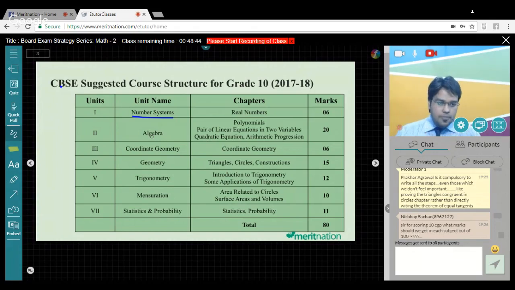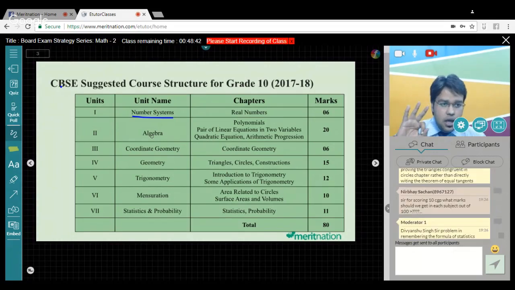So all in all, you can expect 3 questions. One is of proving, one is of identifying whether it's terminating or non-terminating, and the third one is the HCF into LCM formula. Coming to algebra, algebra is the most important and vital unit when it comes to the marks weightage.